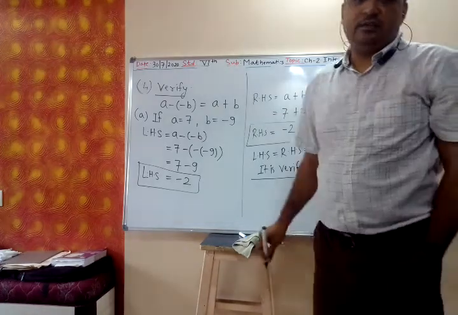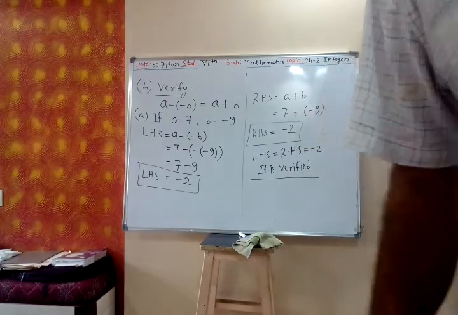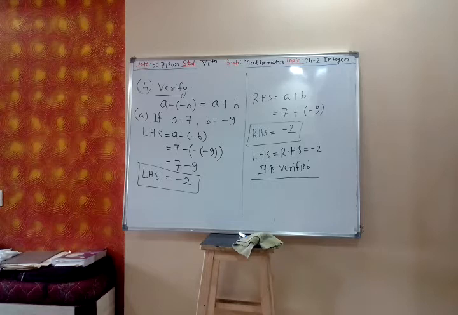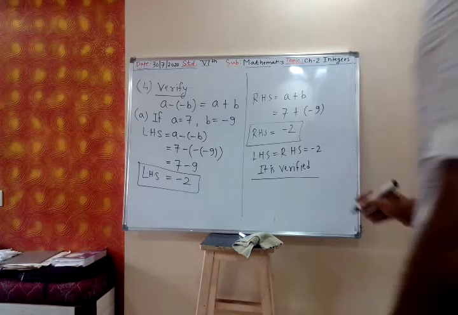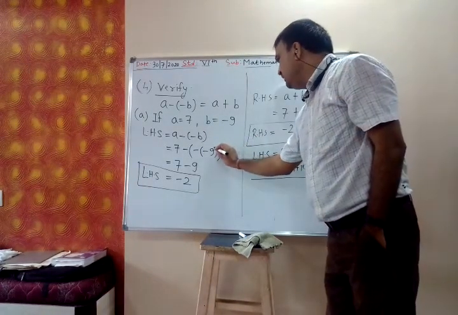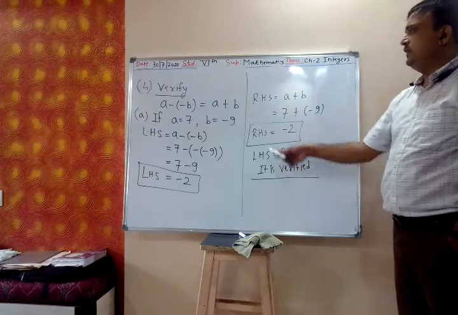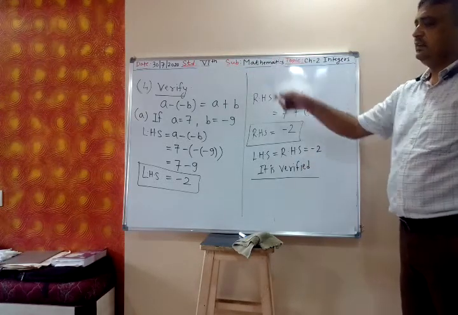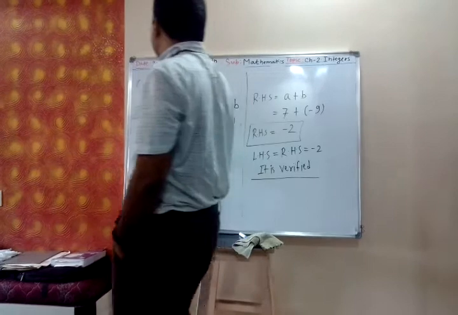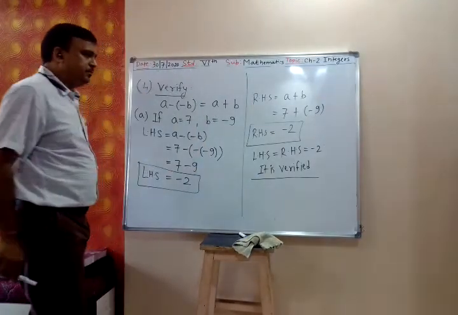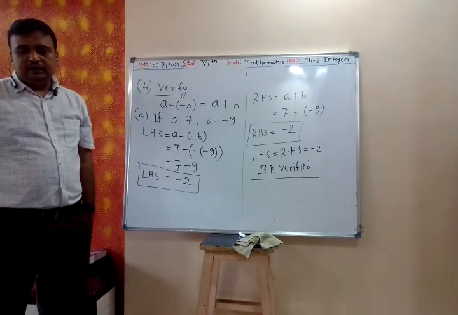We write it with a bracket, minus 9. Bracket minus 9. Not 91, it is bracket minus 9. So the right hand side value and the left hand side value are both minus 2, and therefore it is verified. It is asked to verify whether the left hand side is equal to the right hand side.